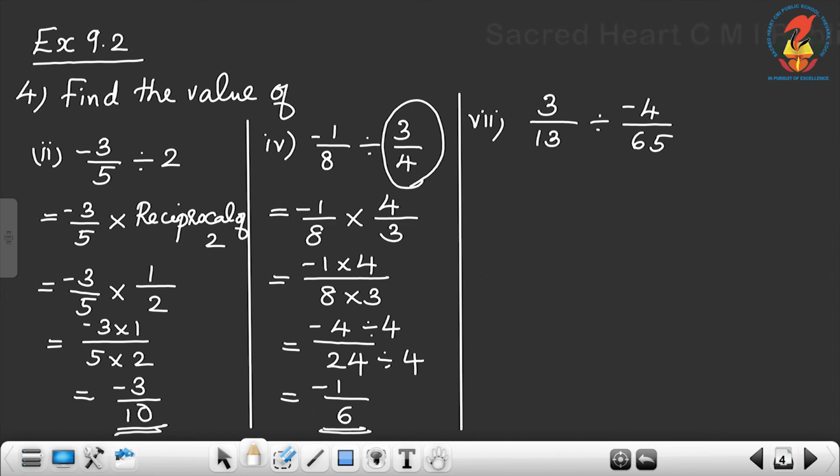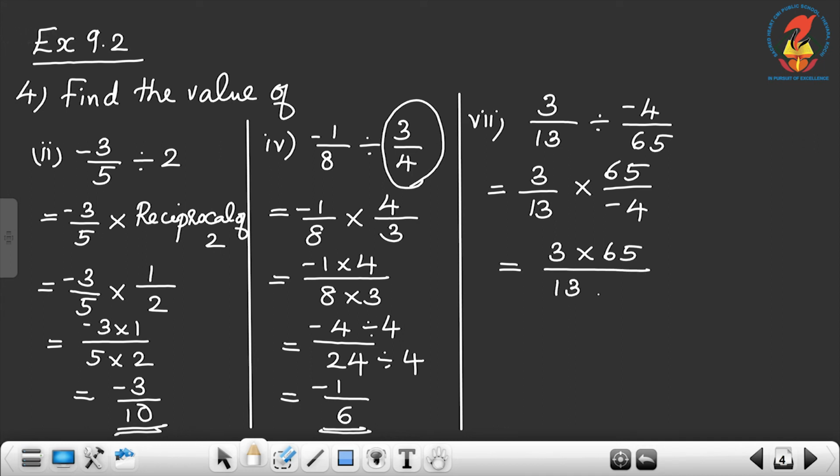Now, the next one, 3 by 13 divided by negative 4 by 65. Which is equal to 3 by 13 into, multiply with the reciprocal of the second rational number. So, what is the reciprocal of negative 4 by 65? It is 65 by negative 4. Now, we want to find the product. So, 3 into 65 by 13 into negative 4.